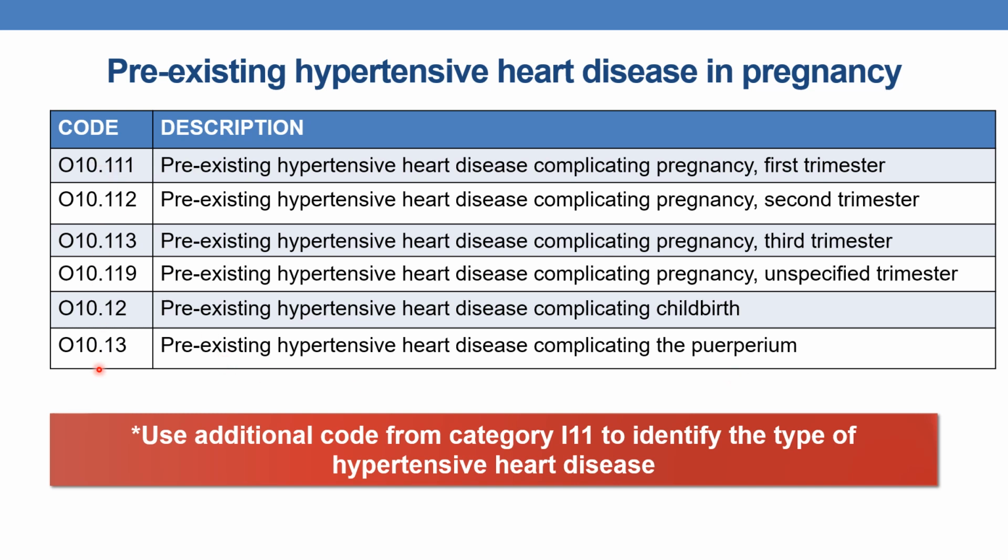And whenever we are using codes from this category, these final codes, O10.111, 112, 113, 119, 12 or 13, you need to use an additional code from the category I11 to identify the type of hypertensive heart disease.